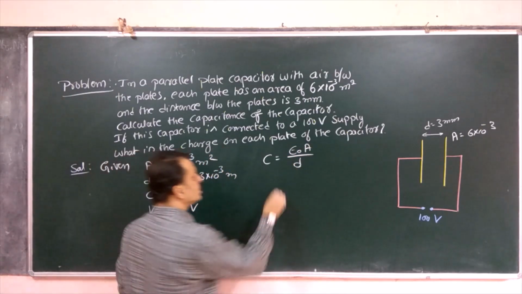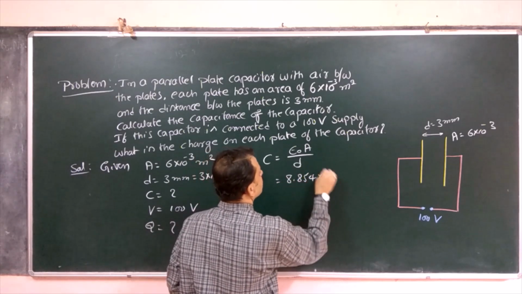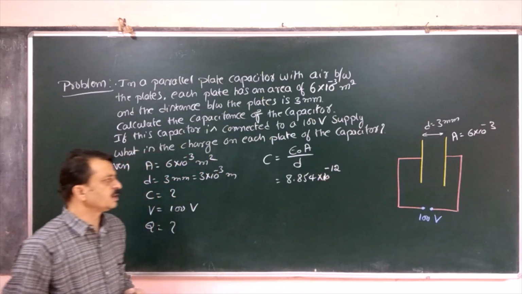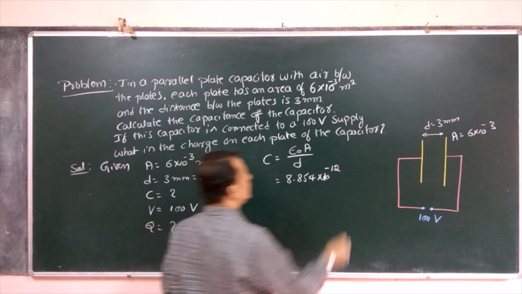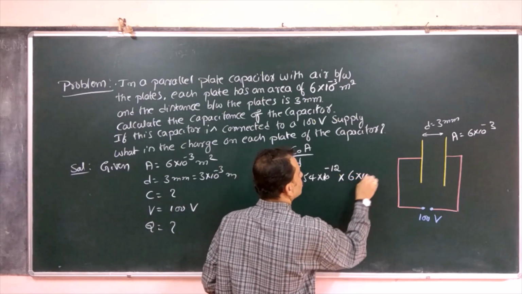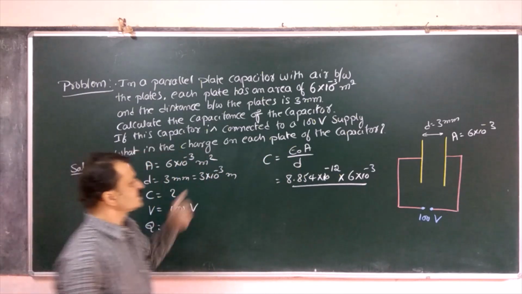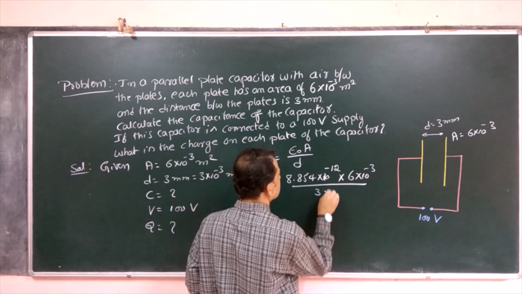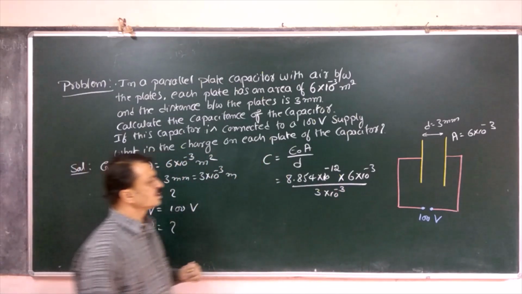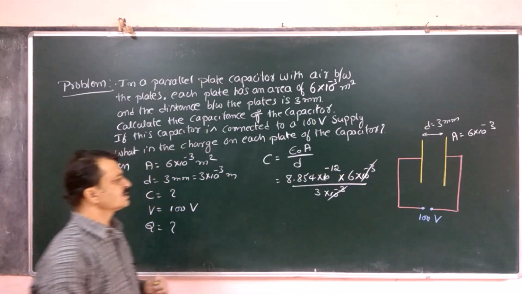Simple formula is there. So it is equal to 8.854 into 10 raised to minus 12. Epsilon naught value we know, 8.854 into 10 raised to minus 12, into area is given, it is 6 into 10 to the power of minus 3 divided by distance of separation is 3 millimeter, that is 3 into 10 to the power of minus 3. Okay, so let us simplify slowly. 10 raised to minus 3, 10 raised to minus 3 will cancel.